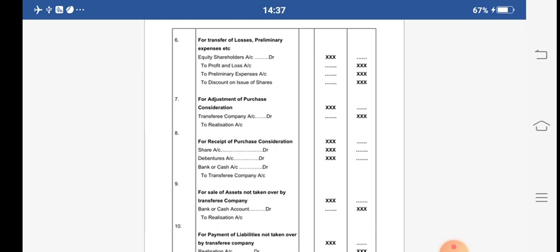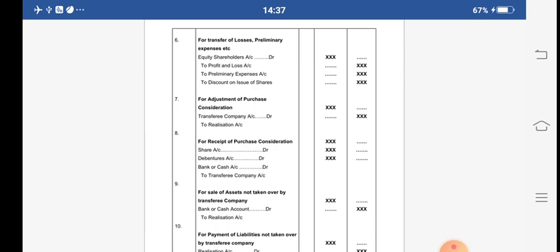Next, number 8, for receipts of purchase consideration. For this purpose, how to pass the journal entries? Share account debit, debentures account debit, bank or cash account debit, to transferee company account credit. Okay, so like this you pass the journal entries.